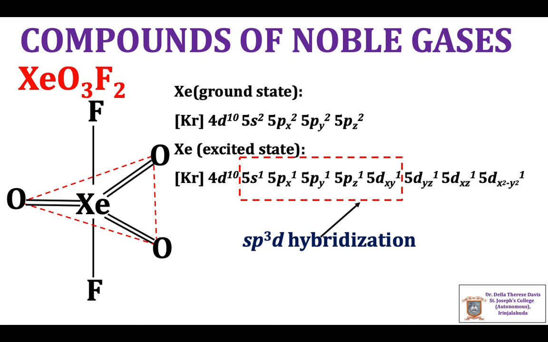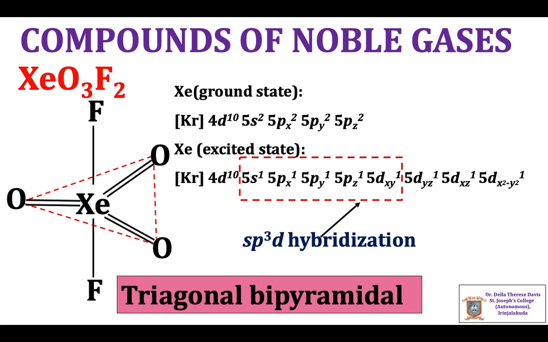Xenon and 3 oxygens lie in the same plane in trigonal fashion, and the fluorine atoms lie one above the plane and one below the plane. The structure of the molecule is trigonal bipyramidal.